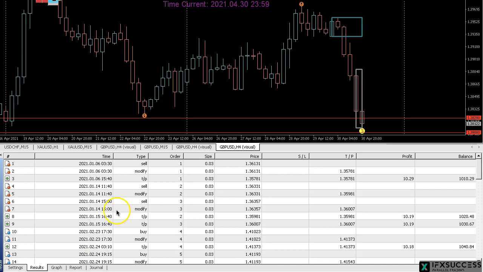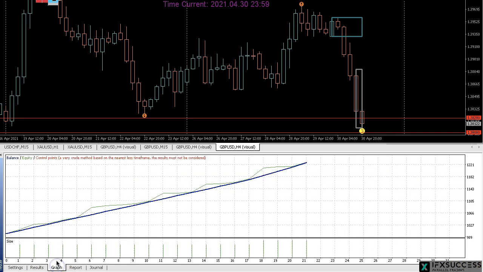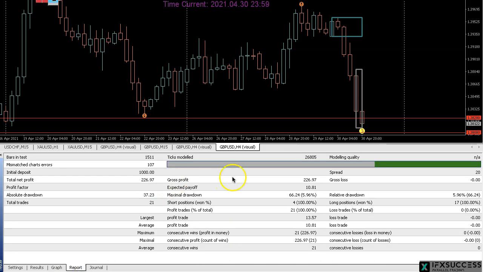So you can see here it's a $1,000 account, and we finished with 1,200. We can see the graph, it was pretty much very steady. This is our equity line, so it was not really that bad. Here are our results. Total net profit was $226. We had a 5% drawdown, and for short positions, 4 of them were won.